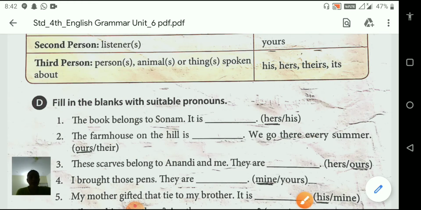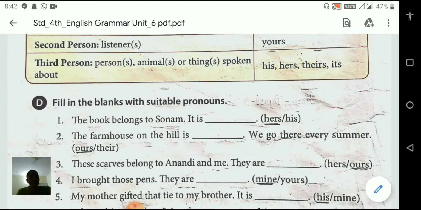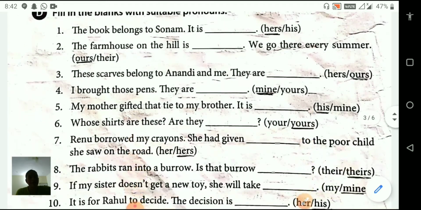Now let's see the next. The farmhouse on the hill is dash. We go there every summer. What will be the answer? Ours and theirs. So what will be the answer? Answer is ours, because we is first person speaker. Okay. Now the rest of all you have to do by yourself.